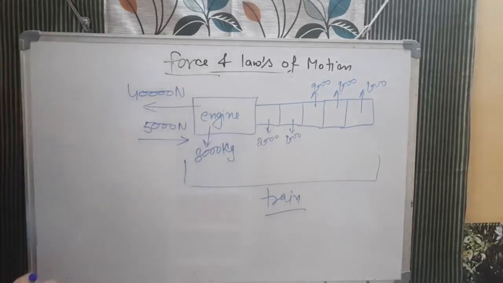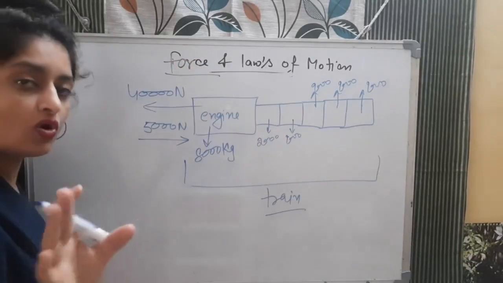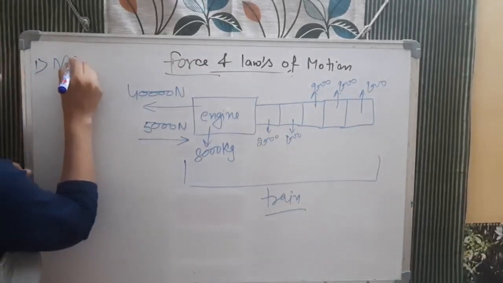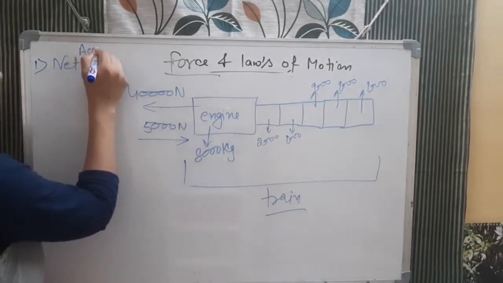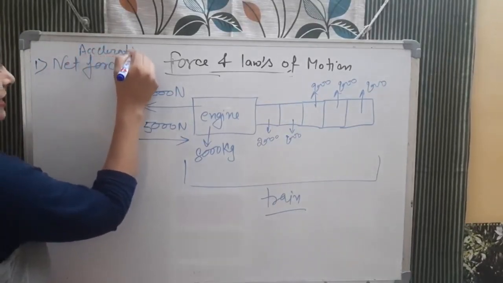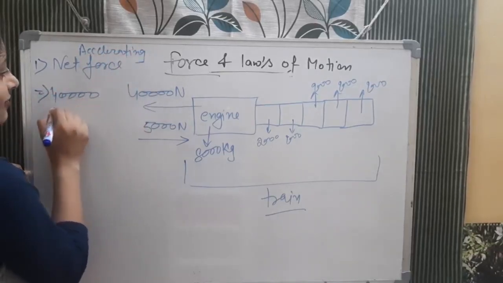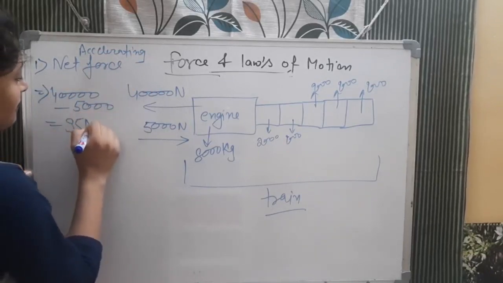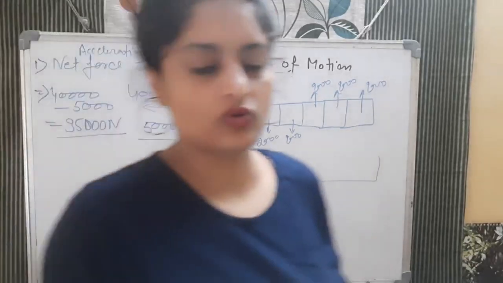So how much will the net force be? 40,000 in this direction, 5,000 in this direction, and you all know force is a vector quantity. So the first part is the net accelerating force. We can write here net accelerating force is equal to 40,000 minus 5,000, and it is equal to 35,000 Newton. So this is the net accelerating force by the engine.